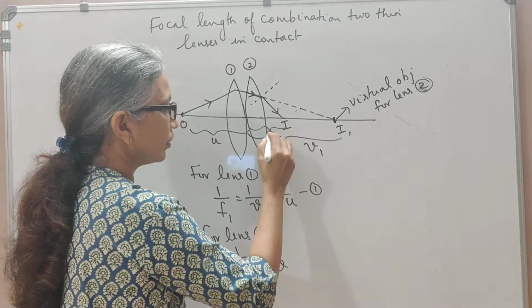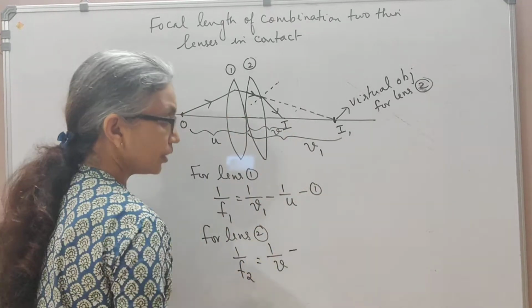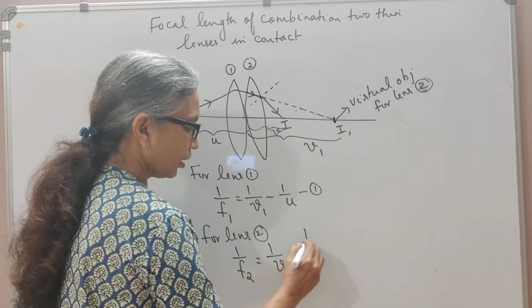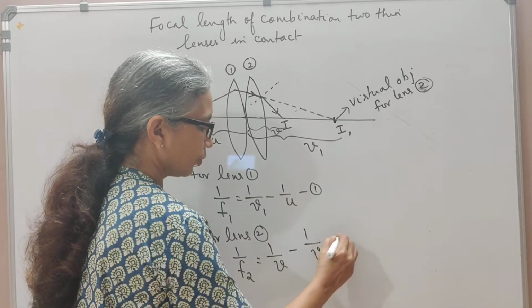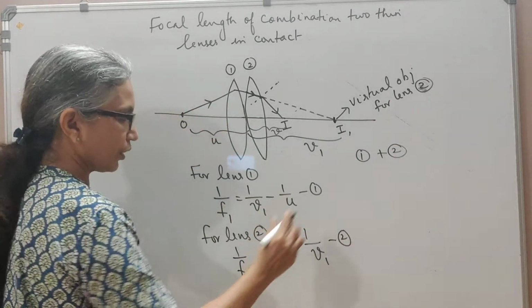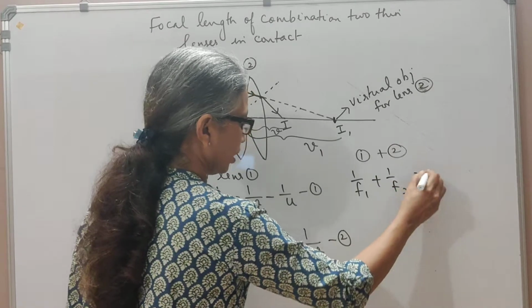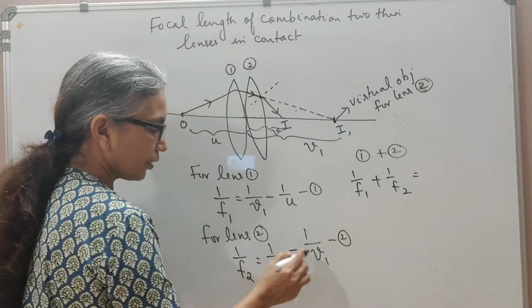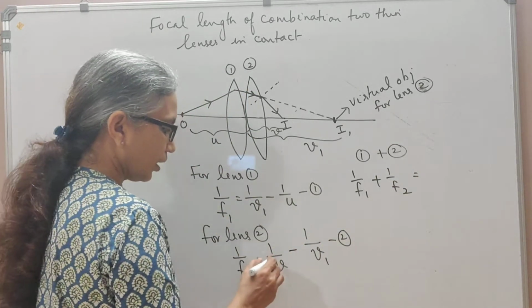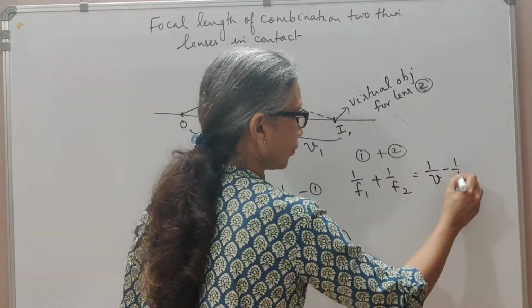This one is the image distance v of the second one, minus object distance will be 1 by v1, equation 2. Now if I add the two equations, I have on the left hand side 1 by f1 plus 1 by f2 equal to this 1 by v1, and minus 1 by v1 get cancelled, and you have 1 by v minus 1 by u.